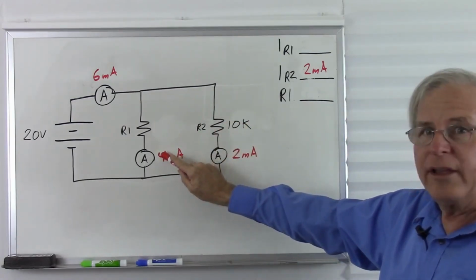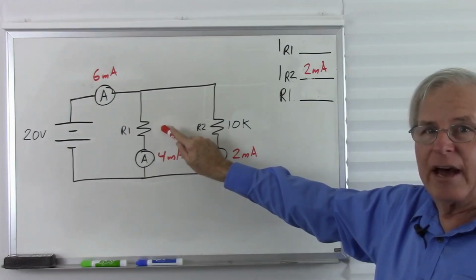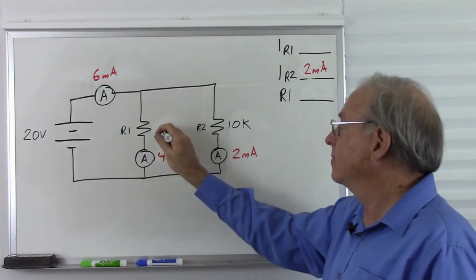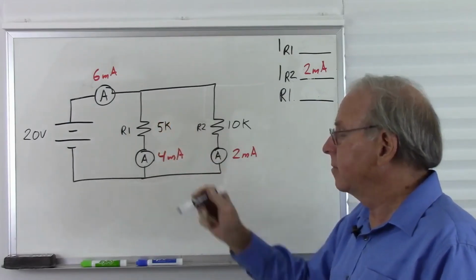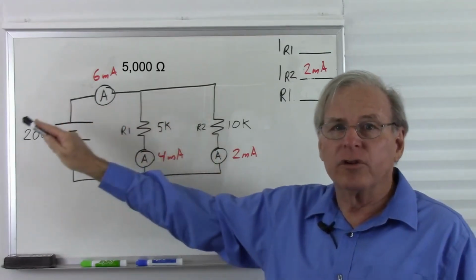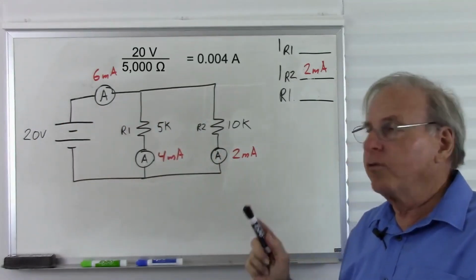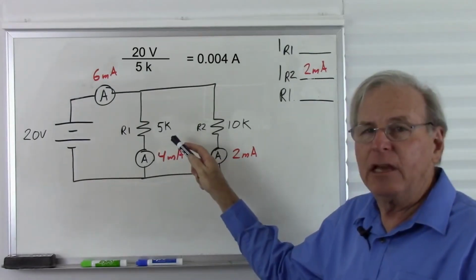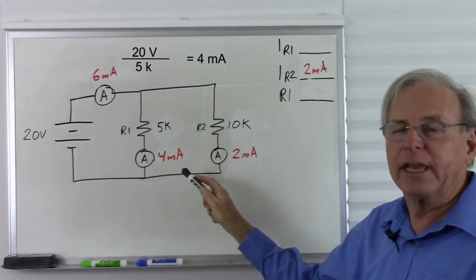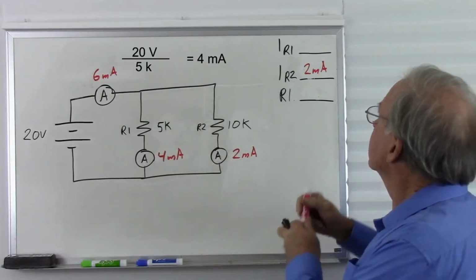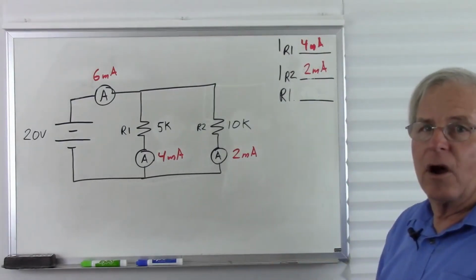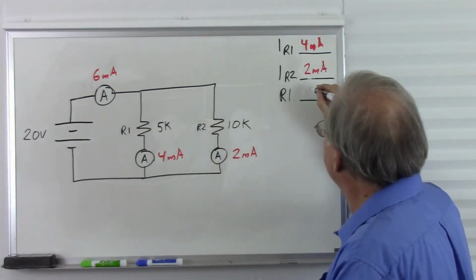So we have twice the current, therefore we must have half the resistance. So R1 must be 5K. Let's confirm this with Ohm's law. 5,000 goes into 20 0.004 times, or 5 kilo ohms divided into 20 volts gives us an answer of 4 milliamps. And R1 we determined is 5K.